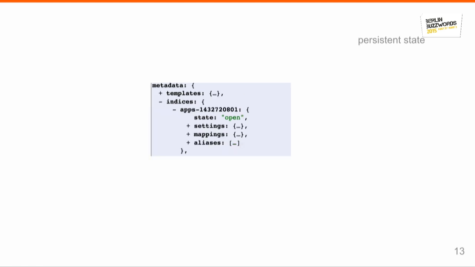This is probably, I think, in many ways, the meat of the cluster state, the metadata. So you've got things like index templates, if you're using them for all of your indexes, there's settings like number of shards, replicas, your mappings for those indexes, aliases, and the other things that I couldn't show here. This is persisted because it's not the kind of state that you can reconstruct easily because you'd lose information. So it's persisted not as the JSON, but in other ways.